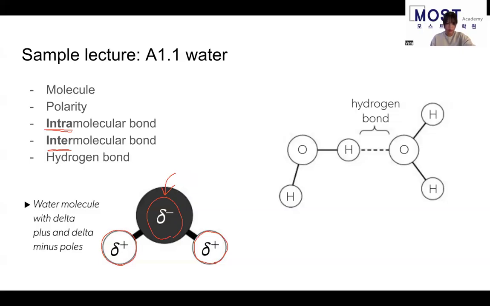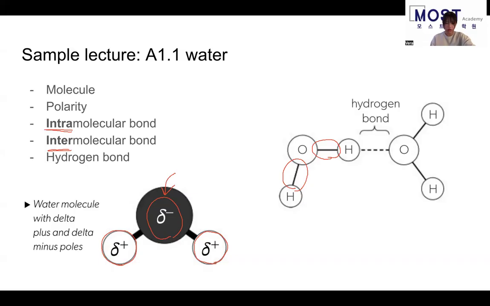So the two bonds between oxygen and hydrogen atoms in a water molecule, so that would be these two bonds. So that's the bonds within a molecule. So those are intramolecular bonds.